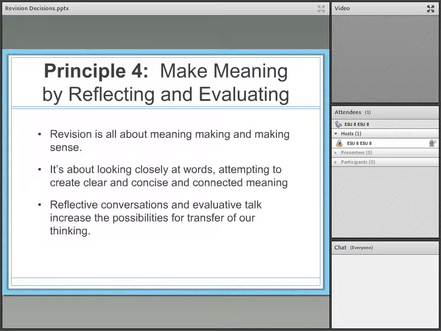You always want to make sure that a piece of writing can stand alone on its own, that the reader doesn't have any questions. If the reader has questions, then there needs to be some revision that's done so that your thinking gets transferred onto that paper and then gets transferred into the mind of the reader as the reader reads your paper.